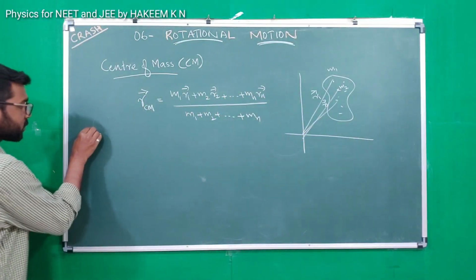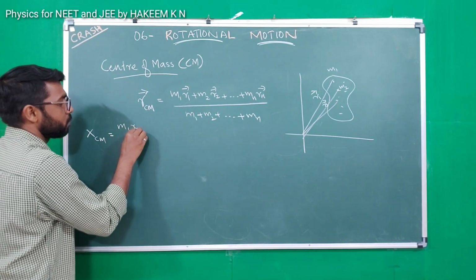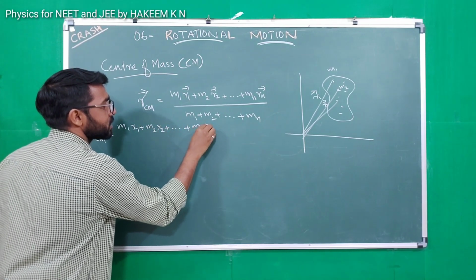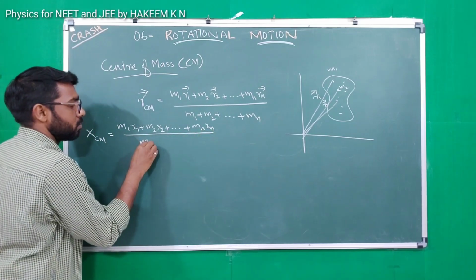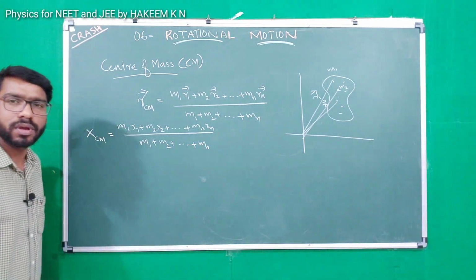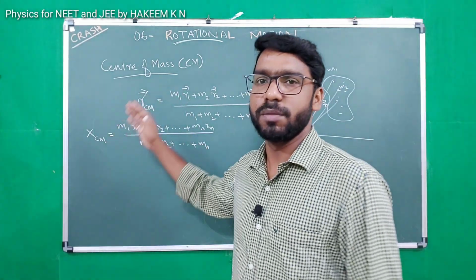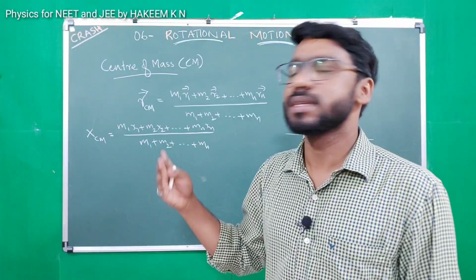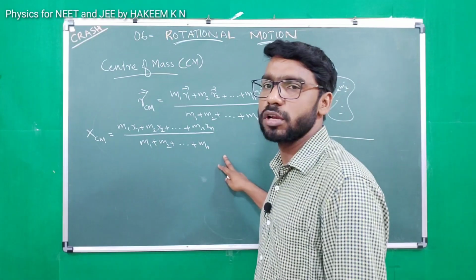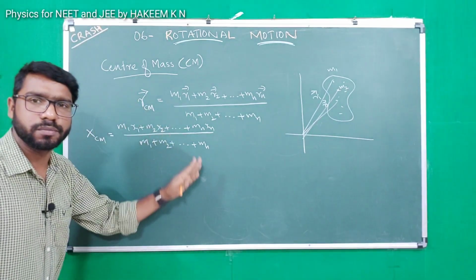So x position of center of mass, xcm, is m1x1 plus m2x2 plus etc. plus mnxn all divided by total mass m1 plus m2 plus etc. plus mn. Like that we can calculate y position and z position, m1z1 plus m2z2 plus etc. plus mnzn all divided by m1 plus m2 plus m3 etc. plus mn. Total mass comes in the denominator. This is the equation for position vector.